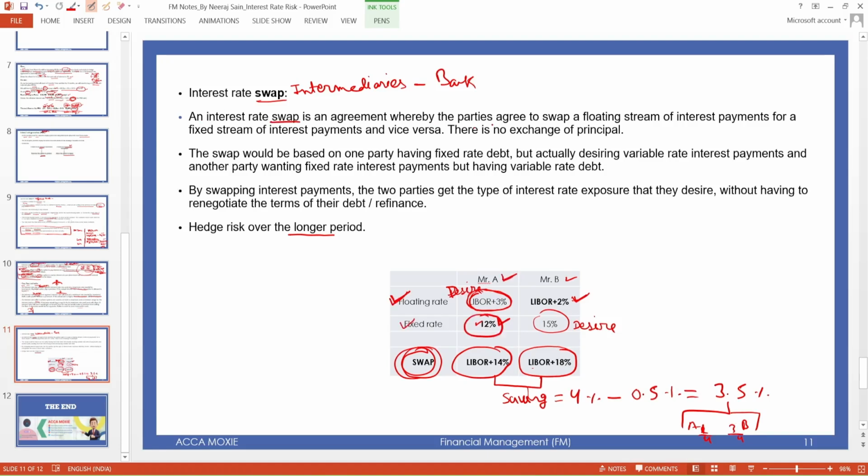An interest rate swap is an agreement whereby parties agree to swap a floating stream of payments. There is no exchange of principal. So it's one party having a fixed rate but desiring variable rate, and another party wanting fixed rate but having variable rate. I already told you that because of their credit history they get different rates for floating and fixed. Mr. A has a benefit in fixed rate because the bank is offering fixed rate lower, but in case of B the fixed rate is very high. In case of Mr. A the variable rate is very high, but in case of B the variable rate is very low.